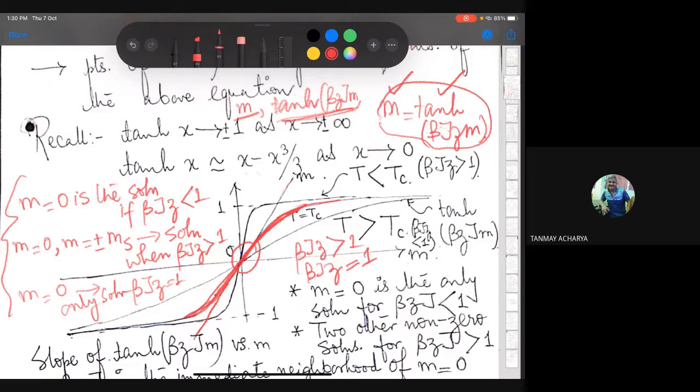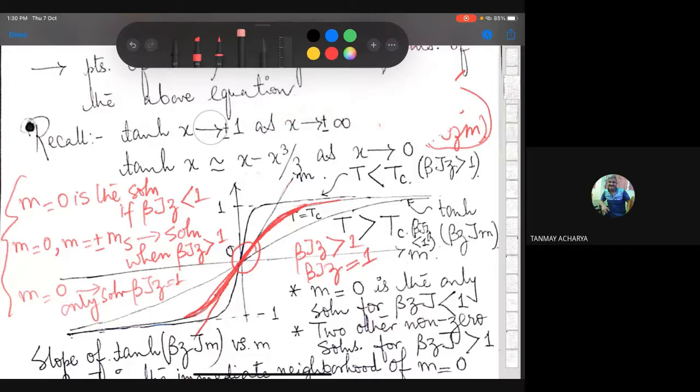Sir, I have a question. When beta jz is greater than 1, then we get m equals to 0 and m equals to another point. Absolutely. Sir, here, another points means the coordinate point, or I think m equals to 0 is the origin. Then what is m equals to ms? What does this value mean?